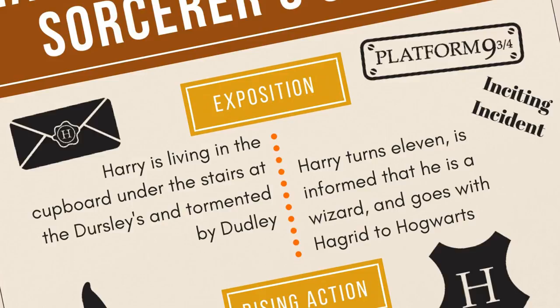We find out that Harry lives in the cupboard under the stairs at the Dursleys and is tormented by Dudley. We as readers sympathize with him and want him to escape and find freedom. All of a sudden, he turns 11, he's informed that he's a wizard, and he goes with Hagrid to Hogwarts, and we're very happy and excited for him. That's also called the inciting incident that moves the plot forward, sort of like the engine in the car.